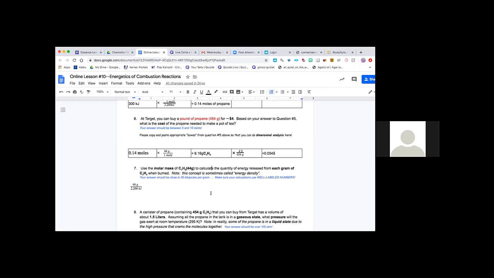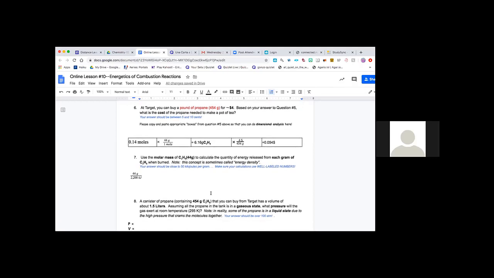Okay. You're asking originally about number 7. The numbers you have for number 7, those are the only numbers you really need. It's just a question of what should you do with them. You can do it with dimensional analysis, but it may be better just to think about it and say, what are these 44 grams and 2,200? How does that help answer the question of energy released from each gram?